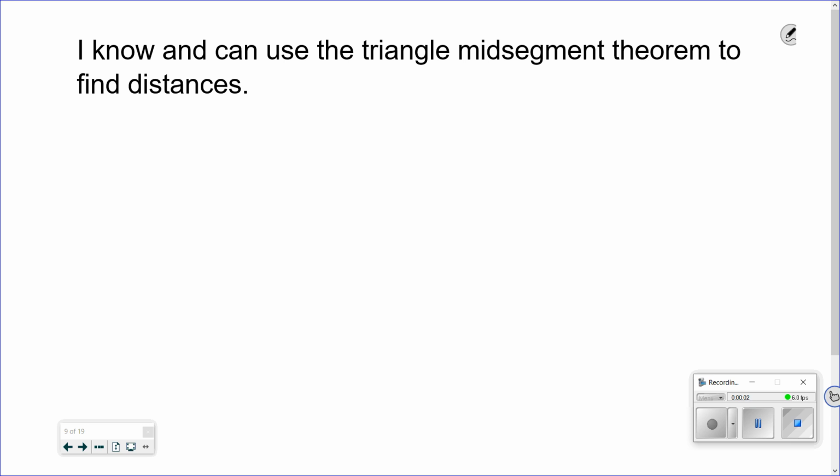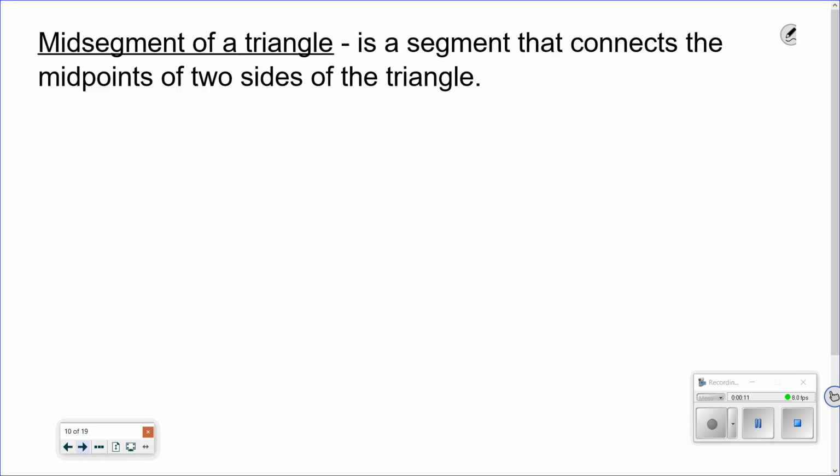So our learning goal is: I know and can use the triangle mid-segment theorem to find distances. That's what we're going to be working on. Okay, so we should know what a mid-segment is first, so we're going to start with that.